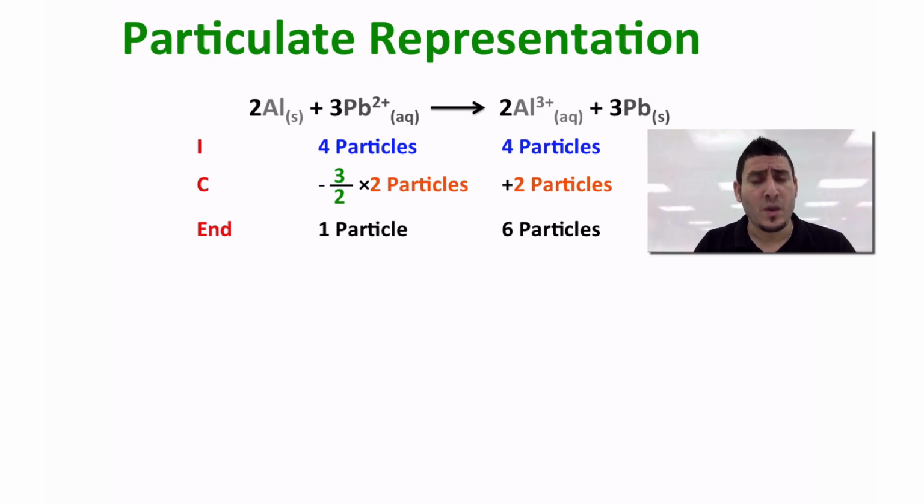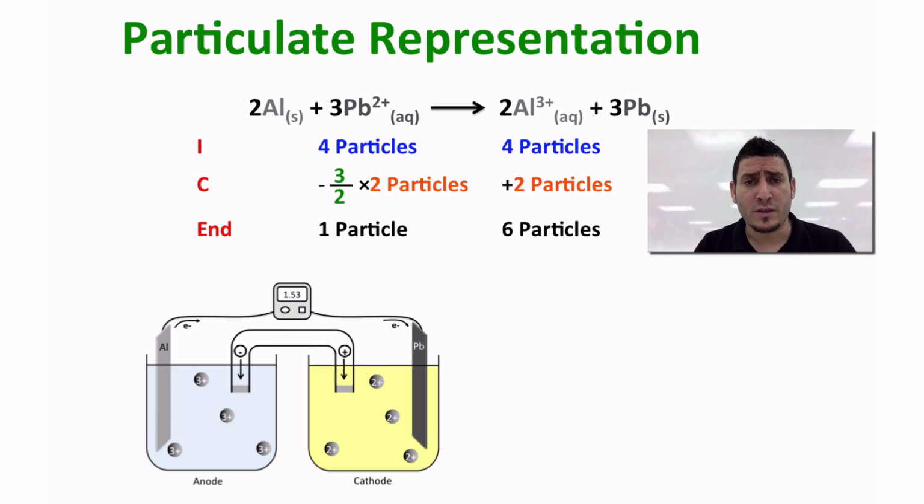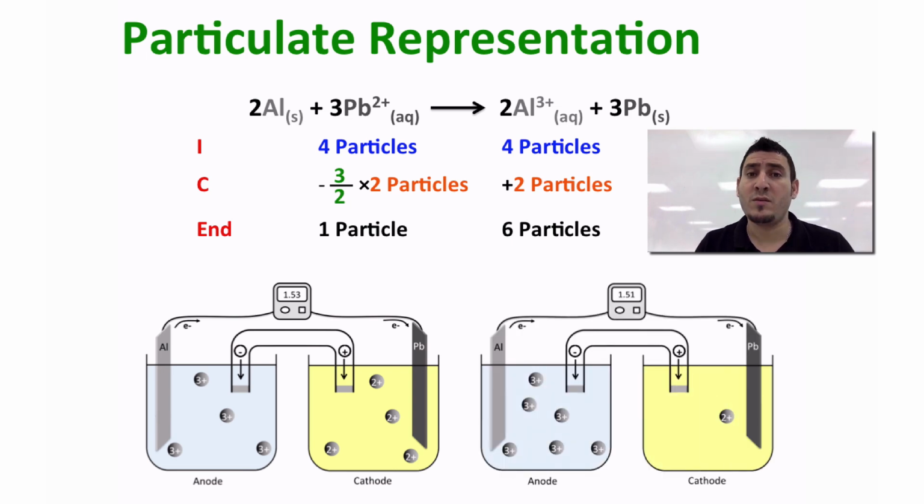So initially, we had 4 particles in each compartment, and the cell potential was 1.53. At the end, we will have 6 particles of aluminum, 1 particle of lead, and the cell potential is equal to 1.51 volts.